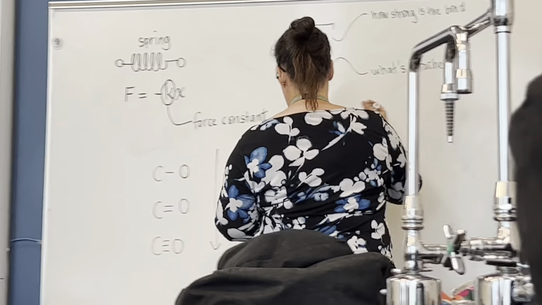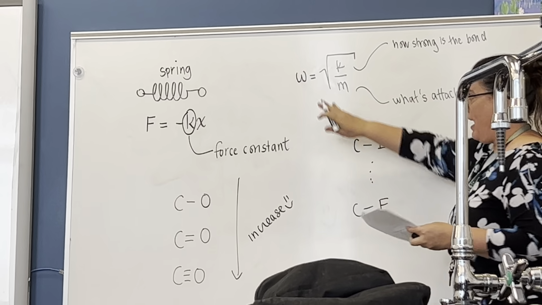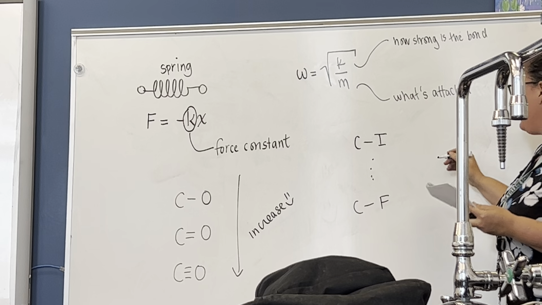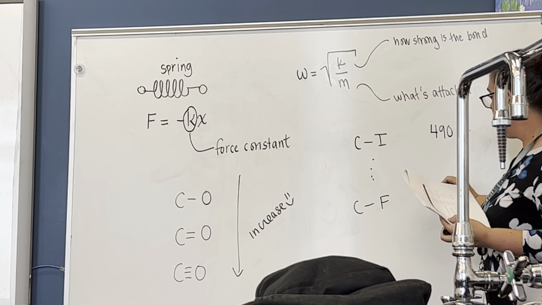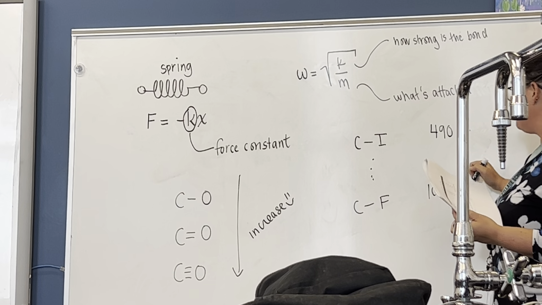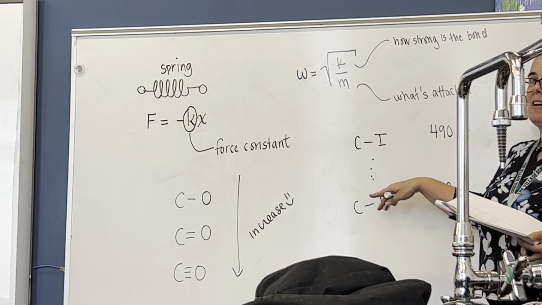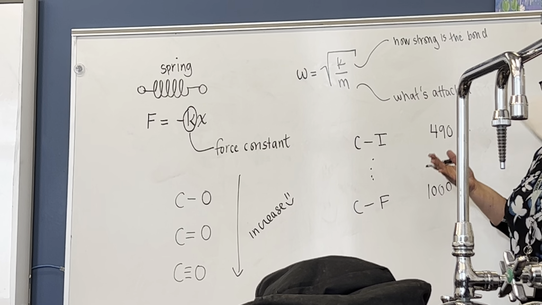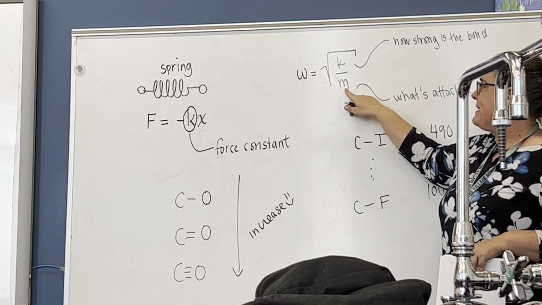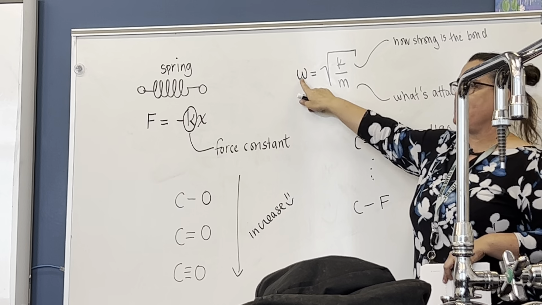So if I compare C-I and C-F, and I look at some number that I think is related to the frequency, this one's at 490, and this one would be around 1,000. So as Elizabeth says, this is increasing as the mass is decreasing. Is that consistent with your understanding of algebra? Excellent. One of the things that's kind of weird is if you have a hydrogen, what happens to this frequency?